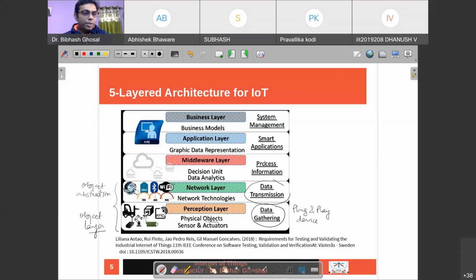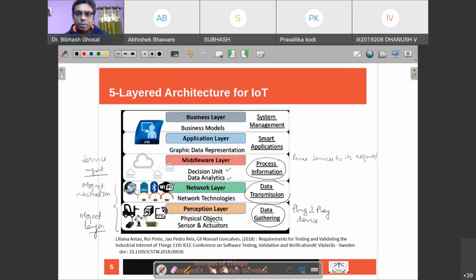Now sitting on top of this is what we call middleware, or we can also call it the service management layer. The service management layer is all about processing information, where you make some kind of decision or do some kind of analytics. Its basic role is that it pairs the services to its requester.